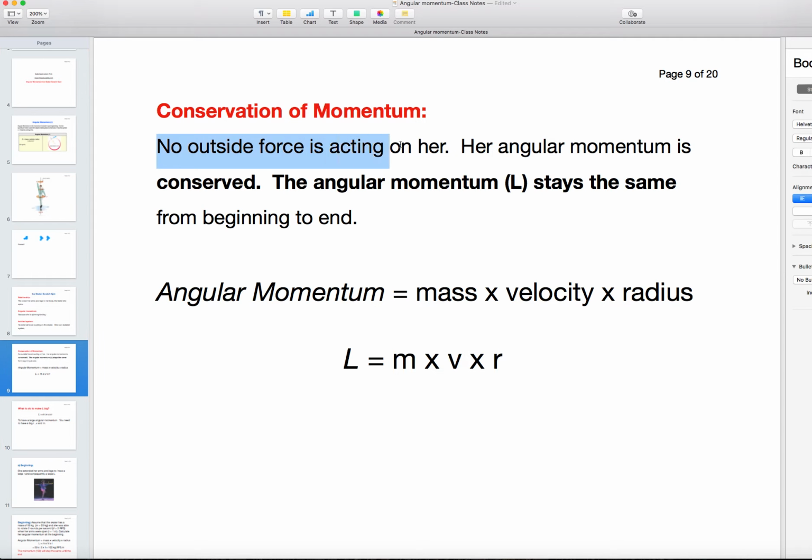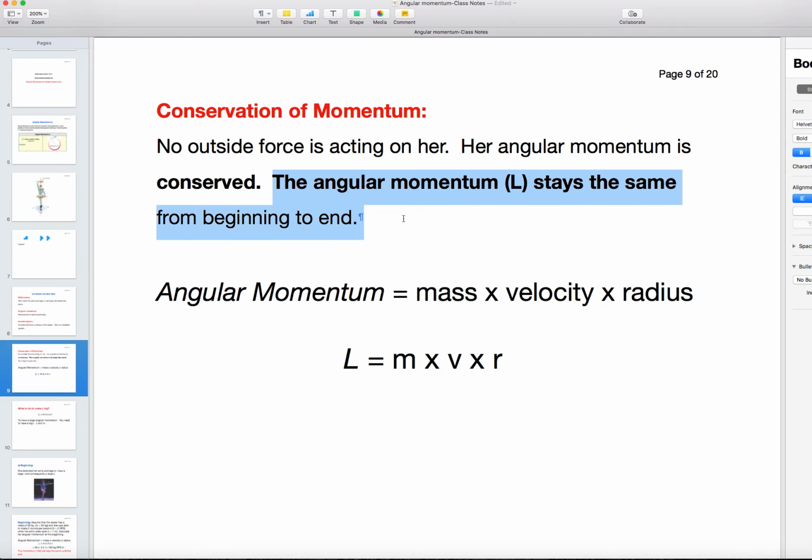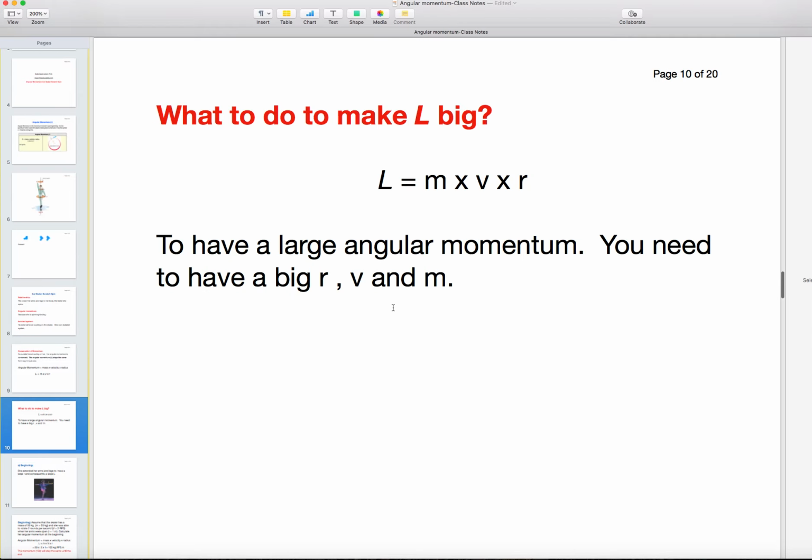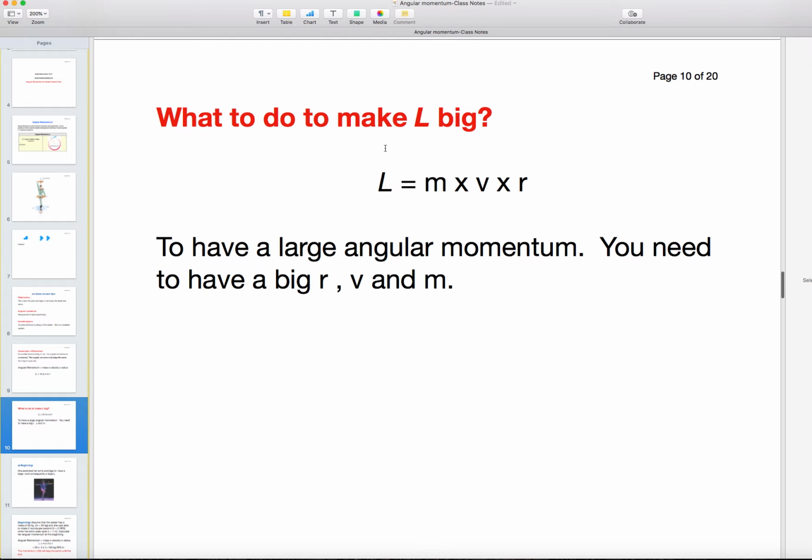Because no outside force is acting on her, we can see that her angular momentum is conserved. So her angular momentum is the same from beginning to end. And again, this is the formula for it: mass times velocity times radius. Okay, so to make the momentum big, we need to play with these terms. Of course we can change her mass, then it has something to do with the velocity and the radius.